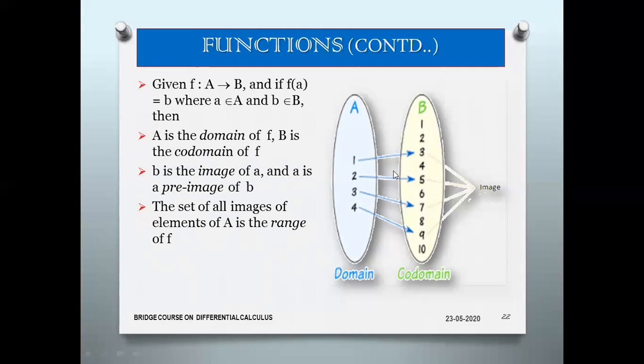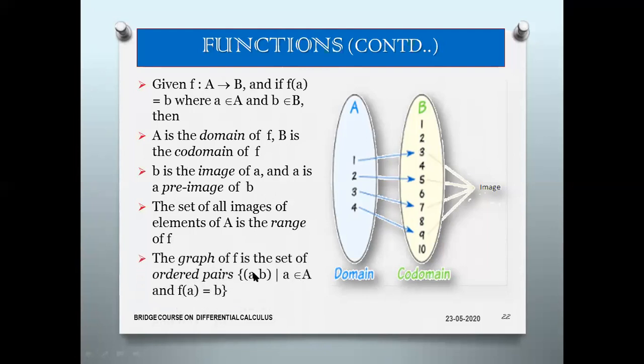Now you can see in this set, 1 is mapped onto 3, 2 is mapped onto 5, 3 is mapped onto 7, 4 is mapped onto 9. Though the codomain consists of 10 elements, the range consists of only 4 elements. That is, the range set is 3, 5, 7, 9. So in this function, the range is a subset of the codomain. So will range be equal to the codomain? Yes, of course, it can be equal. We will see that later. For now, you understand that the range is a subset of the codomain.